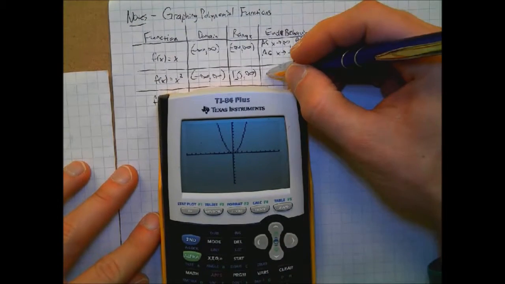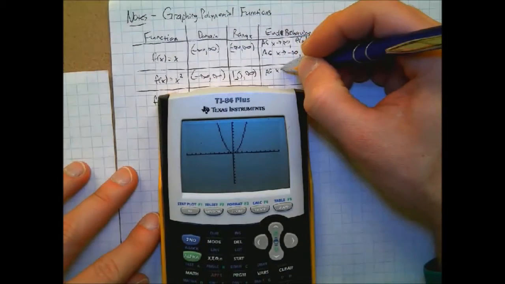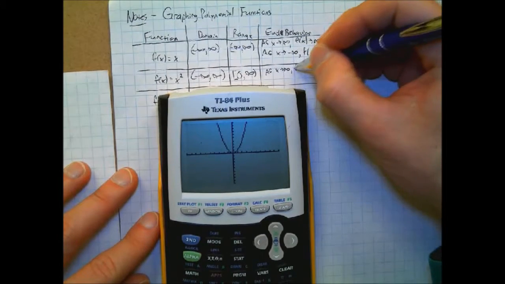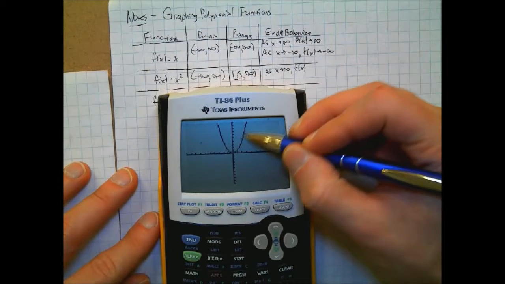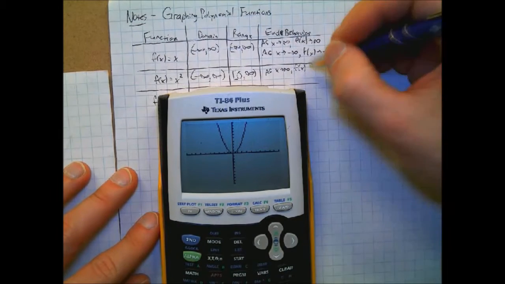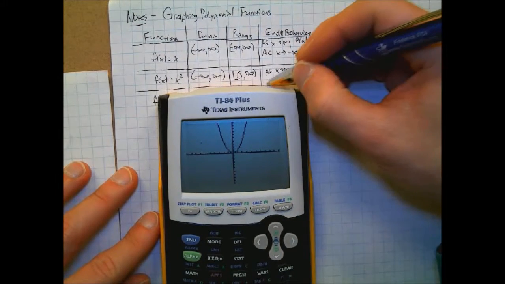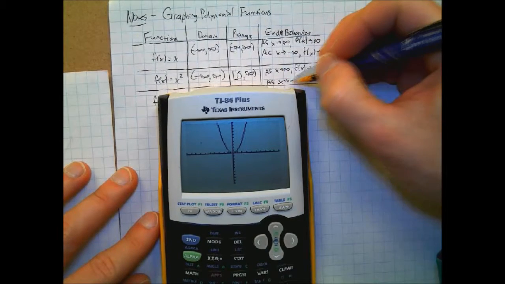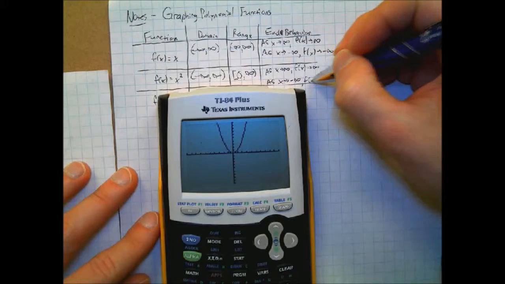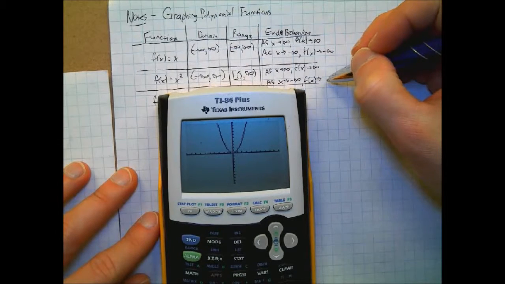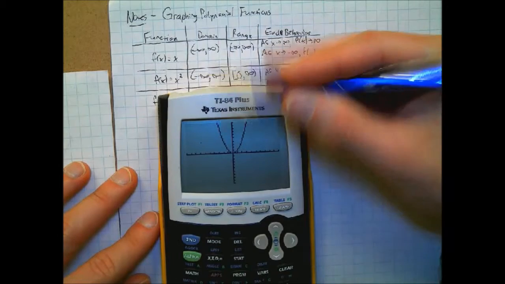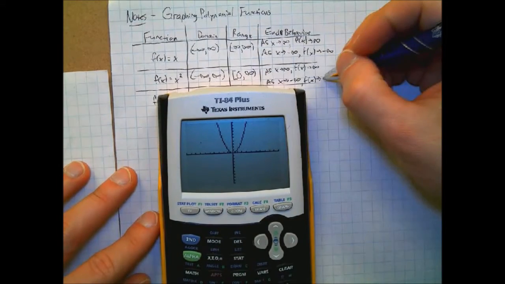As x approaches infinity, that means as we go far to the right, what do our y values approach? Infinity. Positive infinity. Okay? And as x goes farther and farther to the left, as x approaches negative infinity, what does f of x approach? As we go further to the left, what do our y values approach? Yeah, positive infinity. That's going up. Still going up. You got it.